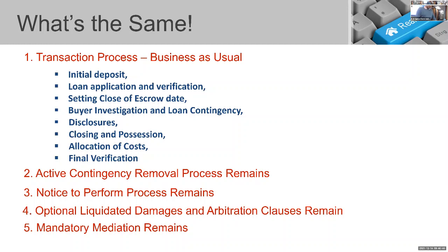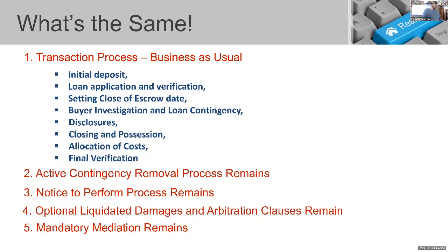The closing and possession terms don't change either. You can close escrow and the seller can remain in possession. If they're staying less than 30 days, you still have to fill out a seller in possession form. If they're going to stay longer than 30 days, then you need the residential lease after sale. That all stays the same.